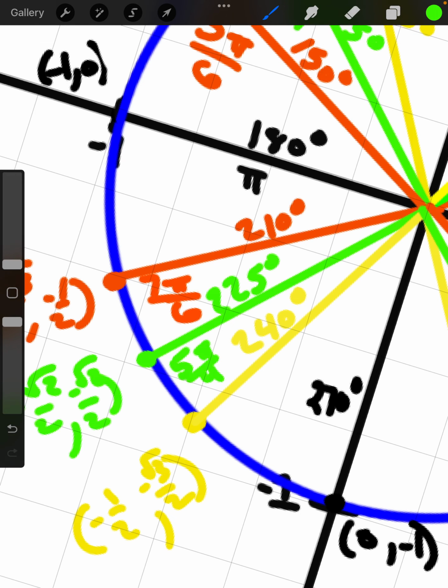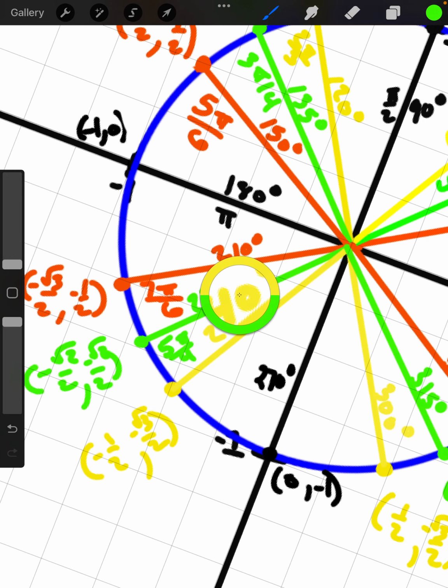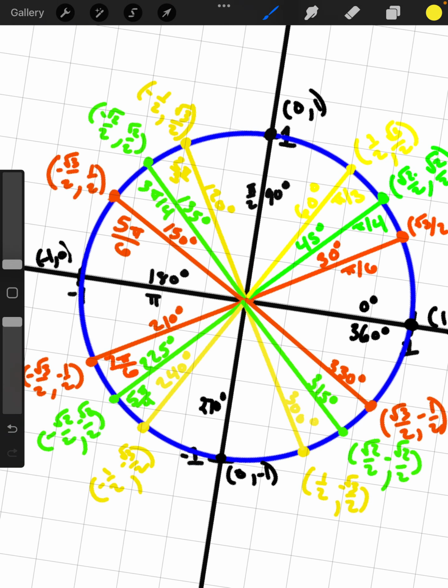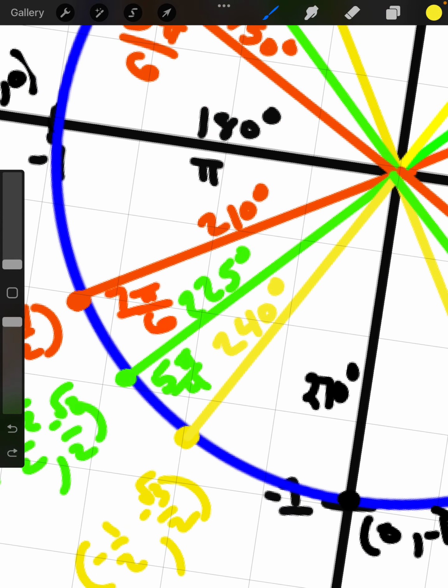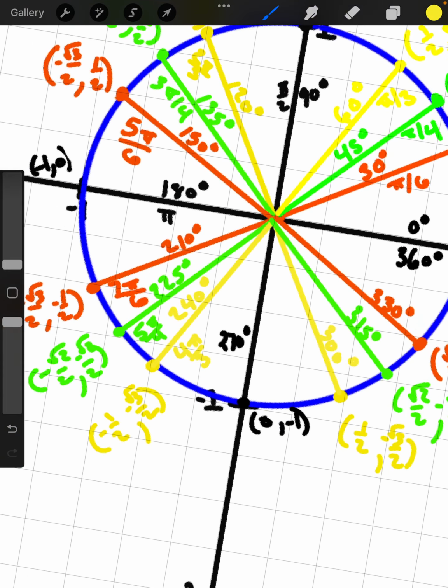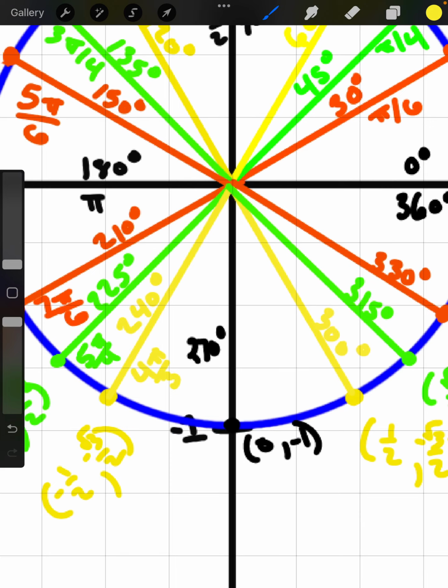My pen's a little too big. 5 pi over 4. All right, and then for 240, that corresponds to all of my pi over 3. So pi over 3, 2 pi over 3 is in the second quadrant. 3 pi over 3 simplifies to just 1 pi. So now I'm at 4 pi over 3. And I can keep going.